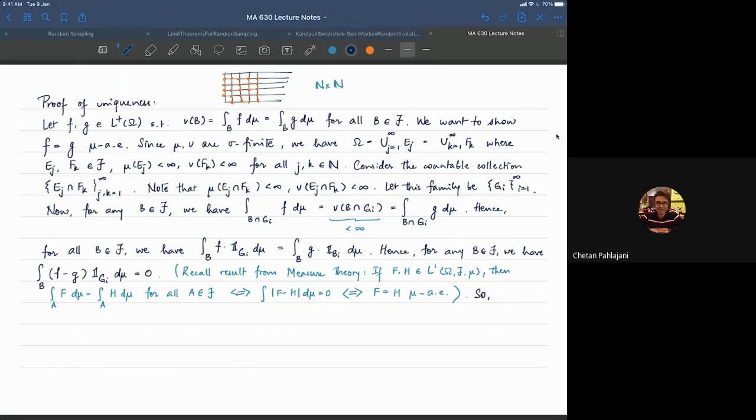So, what do we have? We get F indicator G_i equals G indicator G_i, mu almost everywhere. All right, that means for every i, if I restrict my attention to G_i, then on that G_i, F and G are the same almost everywhere. And now this is easily going to give you that F and G are the same almost everywhere.